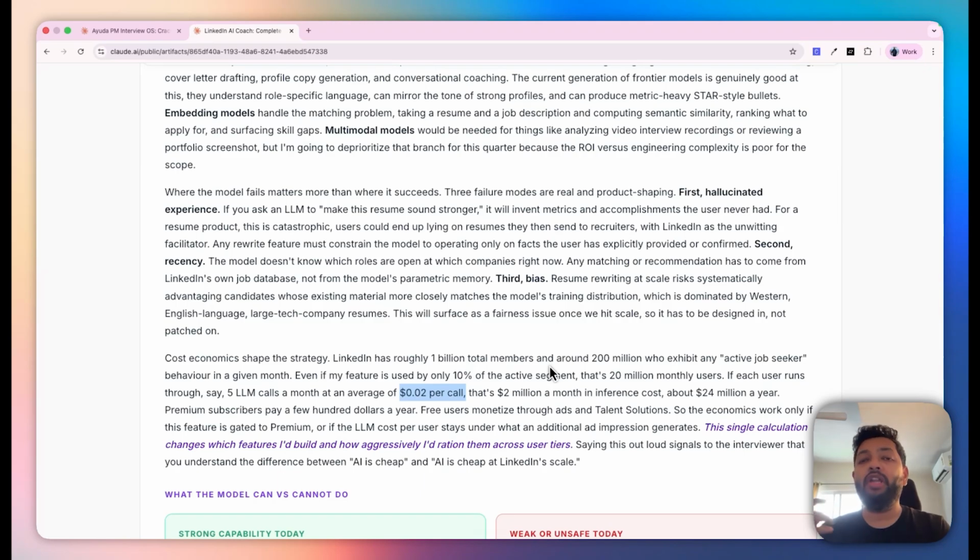The $2 per call is something that you should know, right? You should know what a typical cost for a Claude API is. You should know what a typical cost for a ChatGPT API is, and so on and so forth, right?